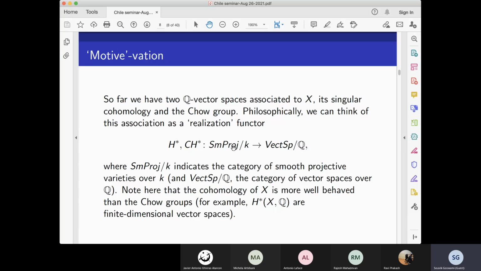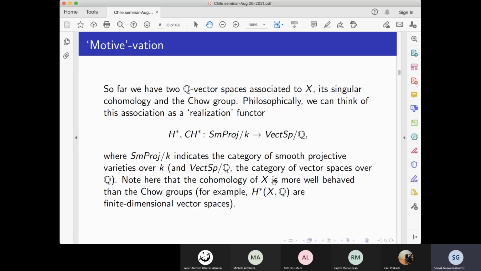You have the smooth projective variety, you attach the Chow group, the rational Chow group. So it's again a vector space. So in this way, we are attaching different realizations, different objects from one category to another. What Grothendieck envisioned is a theory of motives.